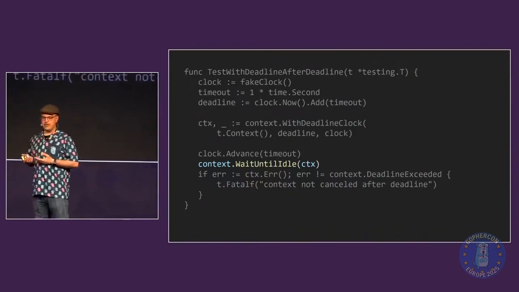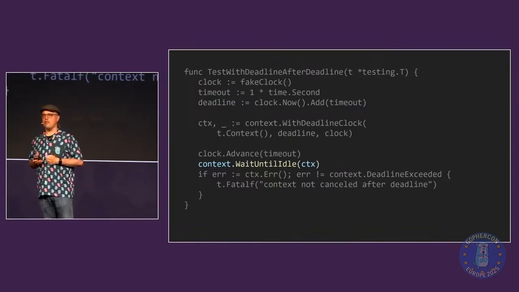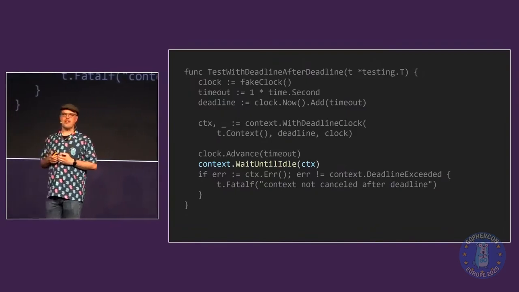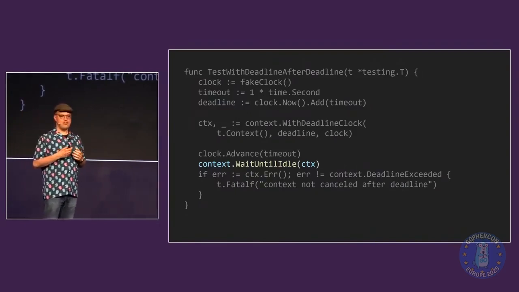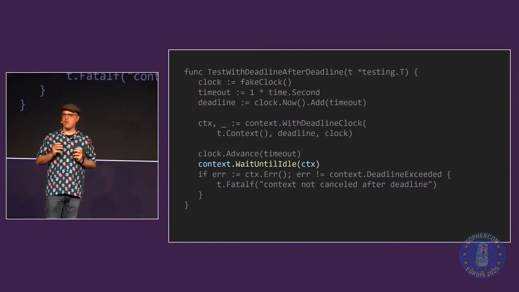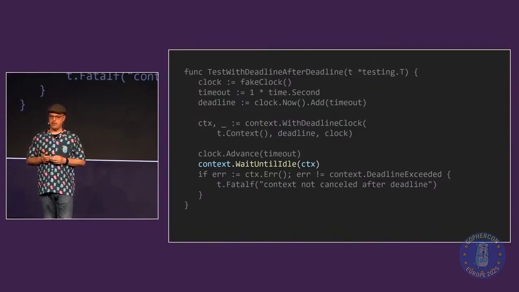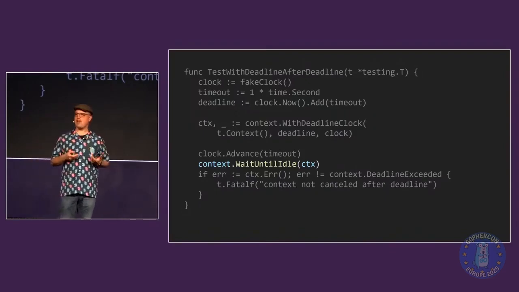system. We don't know how WithDeadline is implemented here. We don't know which one of these methods it's using to wait for this deadline. But simply advancing the clock doesn't tell us that it's finished its work. So I've added a WaitUntilIdle function here, which waits until any background work related to some context has completed.